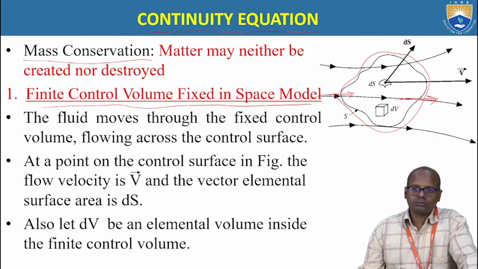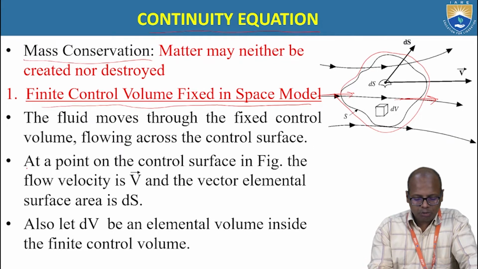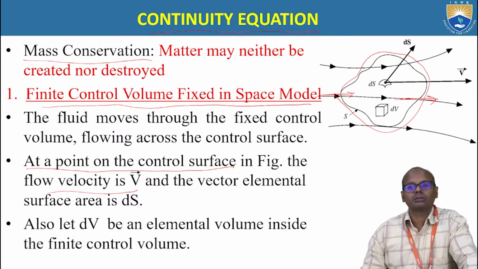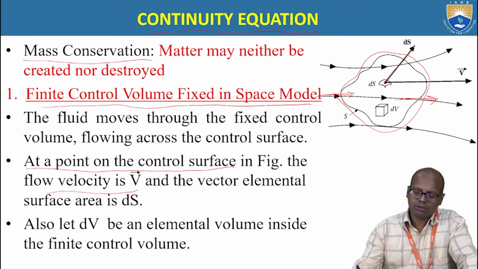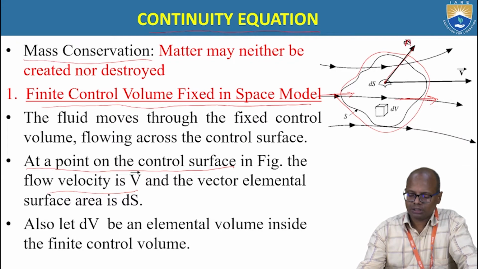Now, at a point on the control surface, the flow velocity is v bar. If I draw a perpendicular at this point, that will be given by this vector. This is n bar, the normal vector.